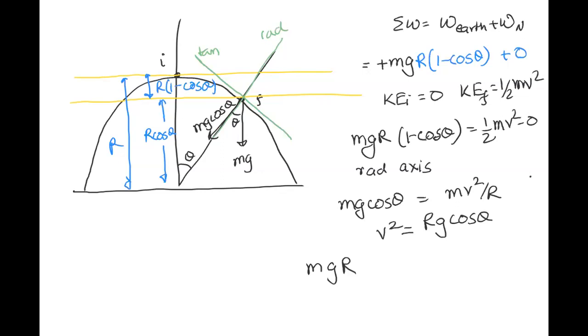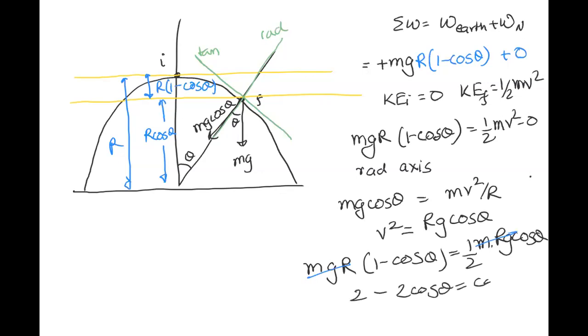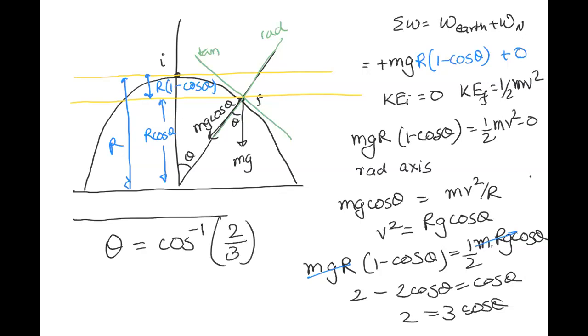So mgr into (1 minus cos theta) is equal to half mv square, which is rg cos theta. mgr cancel हो गया. 2 minus 2 cos theta is equal to cos theta. 2 is equal to 3 cos theta. Right? Therefore, theta is equal to cosine inverse of 2 by 3. Very important result. Very important result.